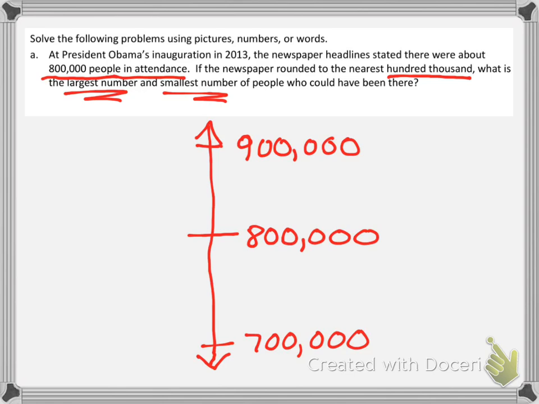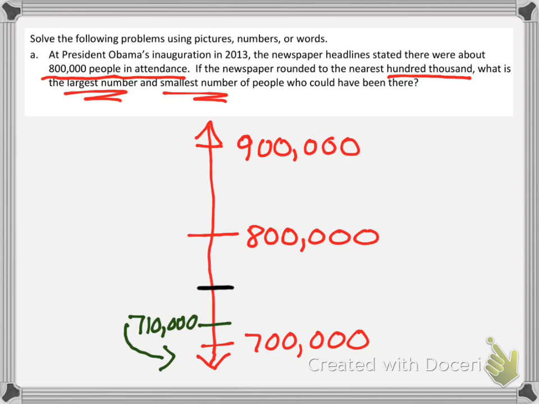So let's start a number. I'm not sure. Let's see. Let's say if we say 710,000. Is this located more to 700,000 or 800,000? Yes, 710,000 is more closest to 700,000. So that won't work. So where can I put this number that we would know?